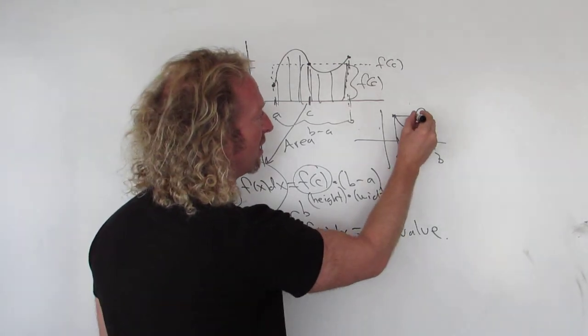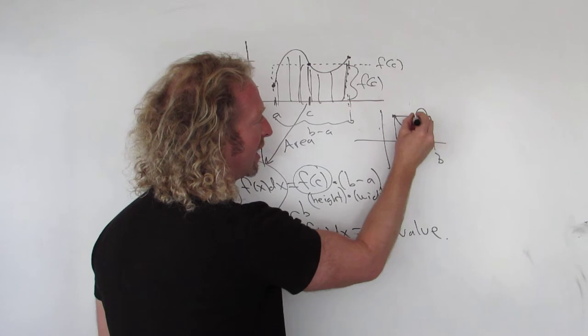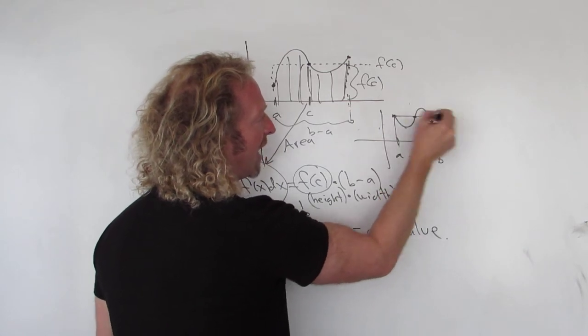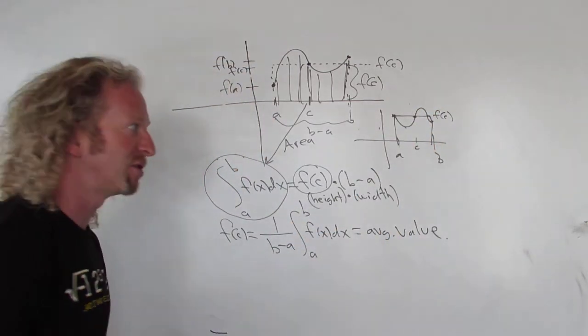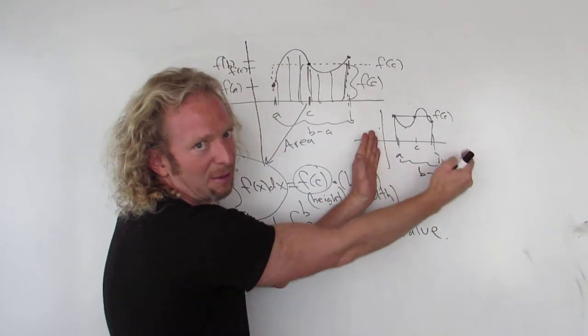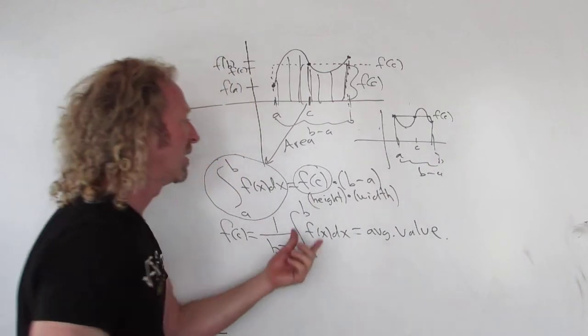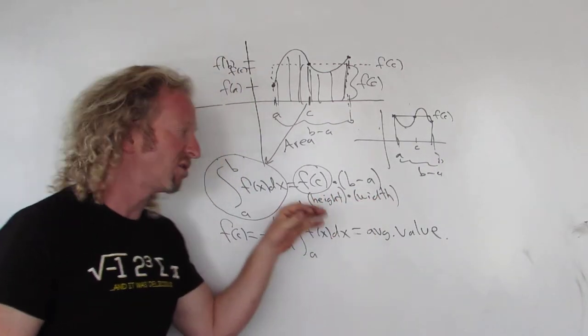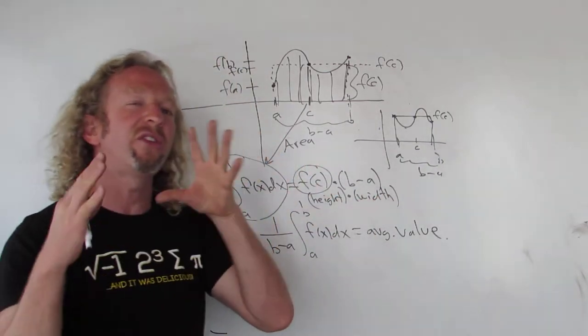In this case, this here would be the value of c, and this would be your f of c. f of c is the height of the box. It's the average value of the function. The width of the box is b minus a. The height is f of c. It's height times width, or width times height. So the area under the graph is equal to the area of the box.